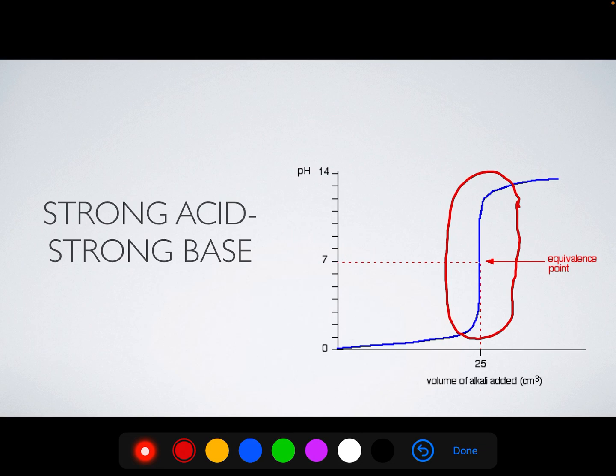Okay, bahagian yang curam dalam kita punya graph yang menunjukkan addition of a small amount of titrant will give a big difference to the pH. And then the last part is the final point.